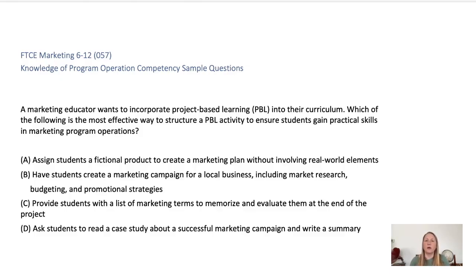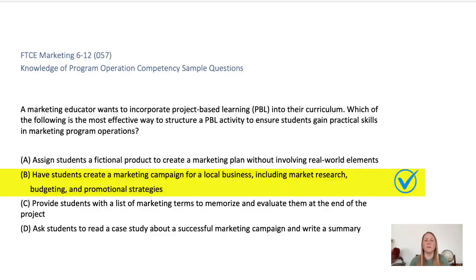A. Fictional product without real-world elements is incorrect. This keeps the project purely theoretical. Students won't learn how to navigate actual market conditions or stakeholder needs. C. Memorizing marketing terms is incorrect. Rote learning of vocabulary doesn't develop the critical thinking, planning, or decision-making skills needed in real marketing operations. D. Reading and summarizing a case study is incorrect. While useful for context, passive reading doesn't give students hands-on experience.